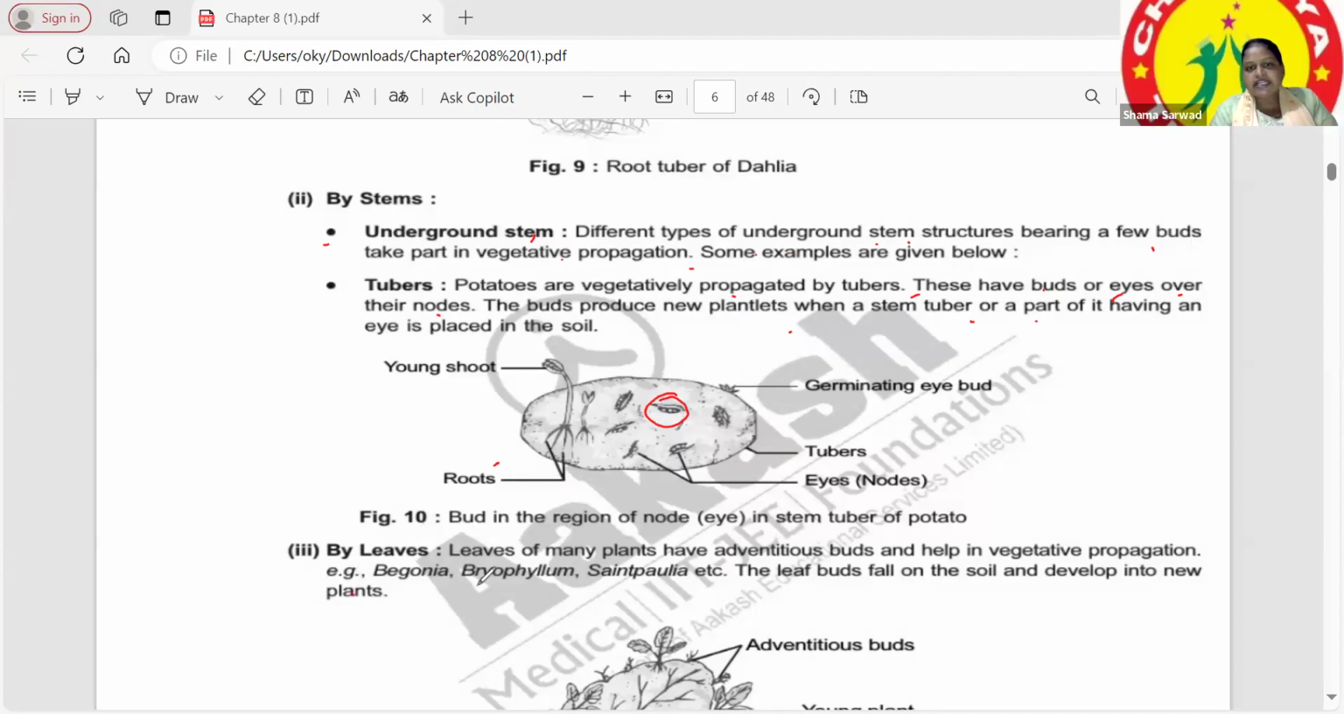See here now. By leaves, what they said: leaves of many plants have adventitious buds and help in vegetative propagation. Examples are given: begonia, then bryophyllum, which is the kind of plant I told you about, Sansevieria, etc. The leaf buds fall on the soil and develop into new plants. These all occur naturally, and hence it is natural vegetative propagation.